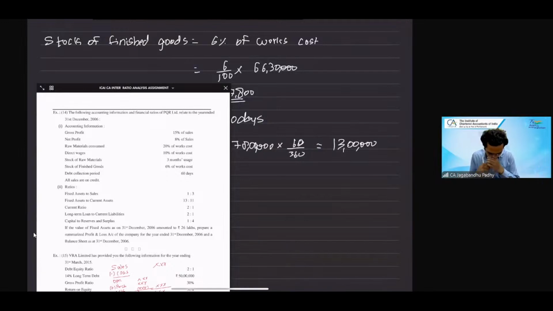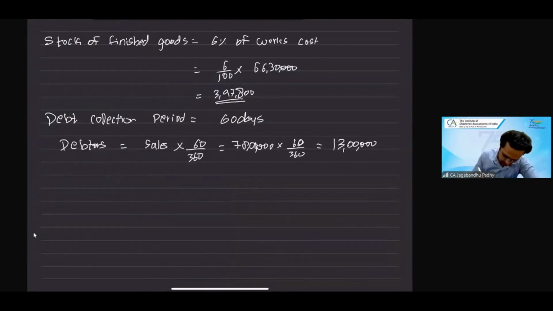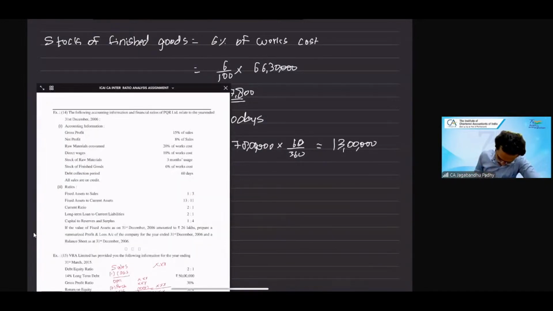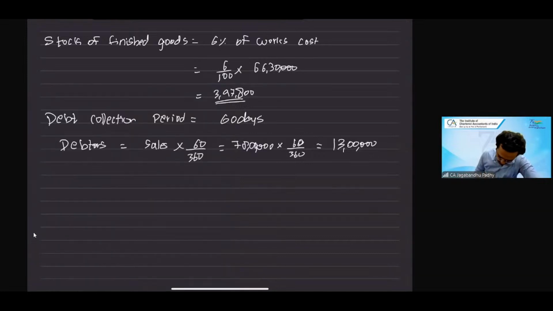And then we have fixed asset to sales. That one is already used, sir. Now fixed asset to current assets. Okay, so we have the ratio of fixed assets to current assets.